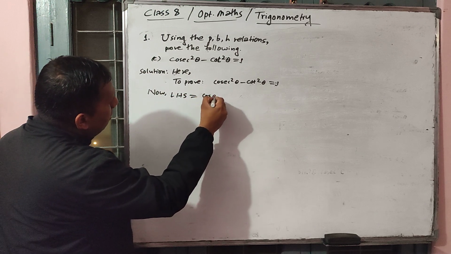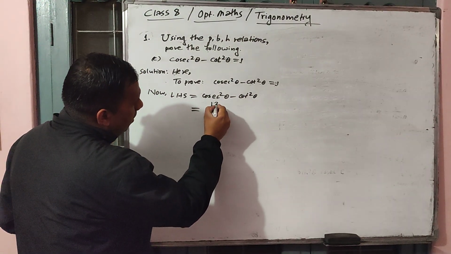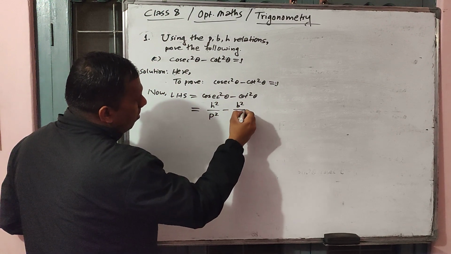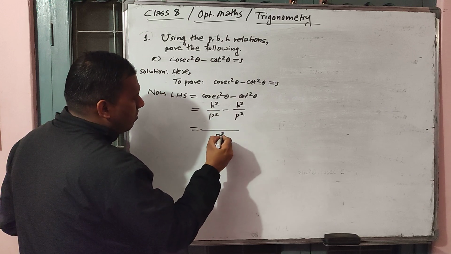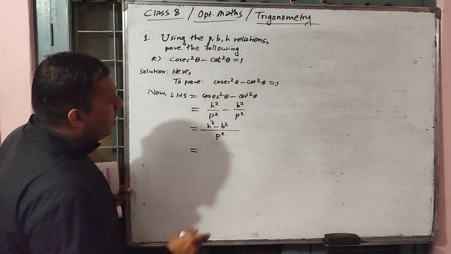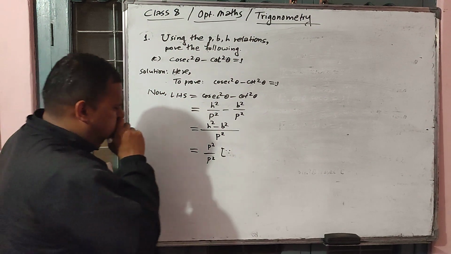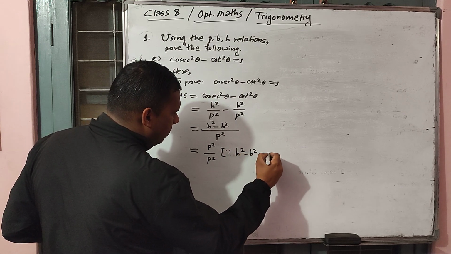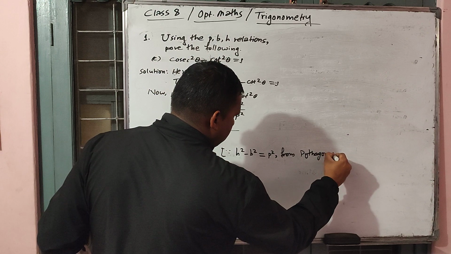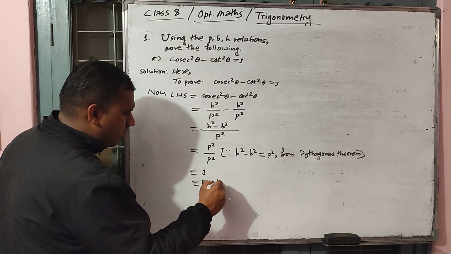Now the LHS is cosec square theta minus cot square theta. As you know, cosec theta is S by P, so cosec square theta is S square upon P square. Minus, as you know, cot theta is B by P, so cot square theta is B square upon P square. Now, after taking LCM, P square, we get S square minus B square all upon P square. Now, from the Pythagoras theorem, S square minus B square becomes P square upon P square, because S square minus B square equals P square from the Pythagoras theorem. So P square upon P square is 1. That is the RHS, so proved.